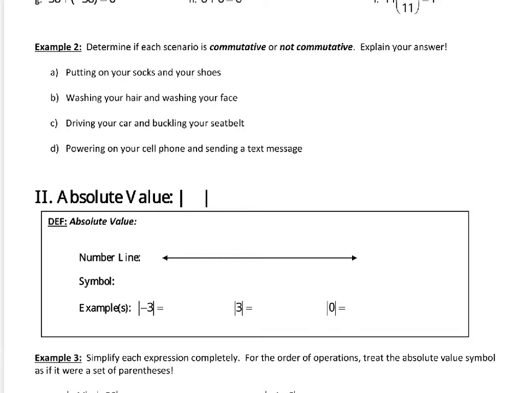Now notice, if we write commutative as our answer, we are implying that the order in which you do these things does not matter. And if we say not commutative, we mean that the order in which you do things does matter. So I'm going to try one of these, and I'd like you to try the other 3 on your own. I'm going to start with example 2B.